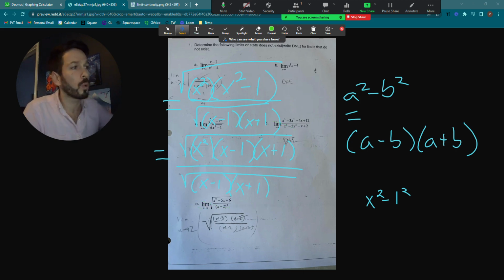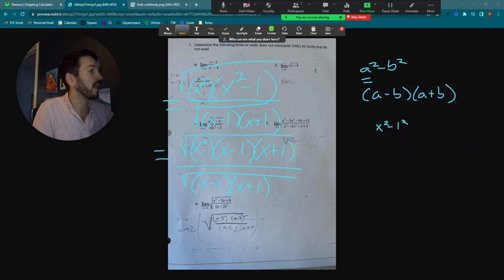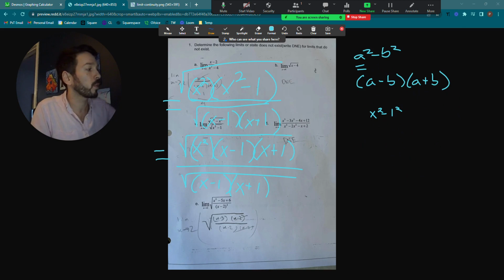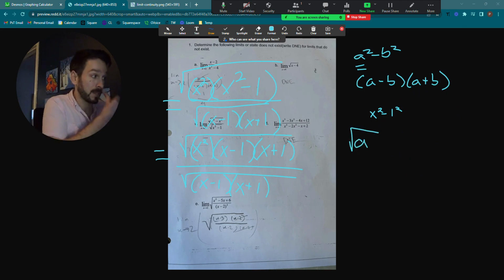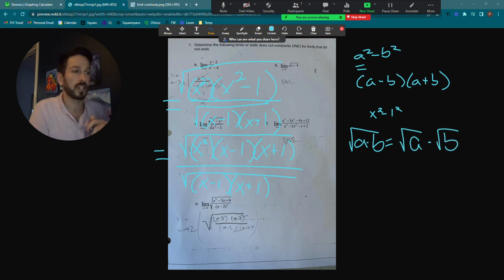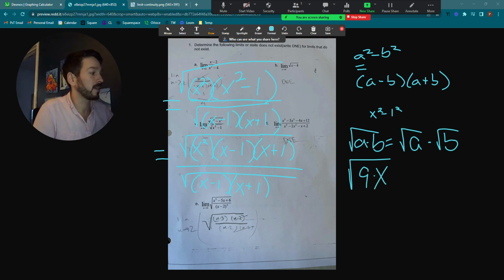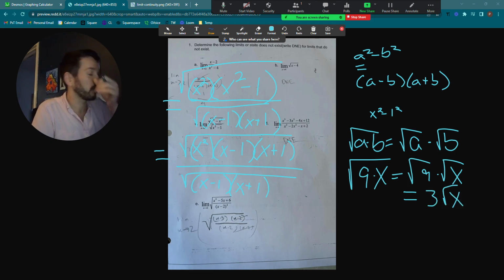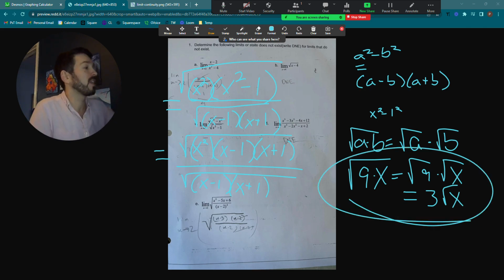Well, we just need to know one more algebra rule, and that is being able to separate things that are roots if they are multiplied or divided. So for example, if I have the square root of a times b, that's the same thing as the square root of a times the square root of b. Maybe a different example. If I had the square root of 9 times x, that's the same thing as the square root of 9 times the square root of x. The 9 escapes the root, and the square root of 9 is 3. Plus or minus, but in this case we'll just say plus. So that's an example there.